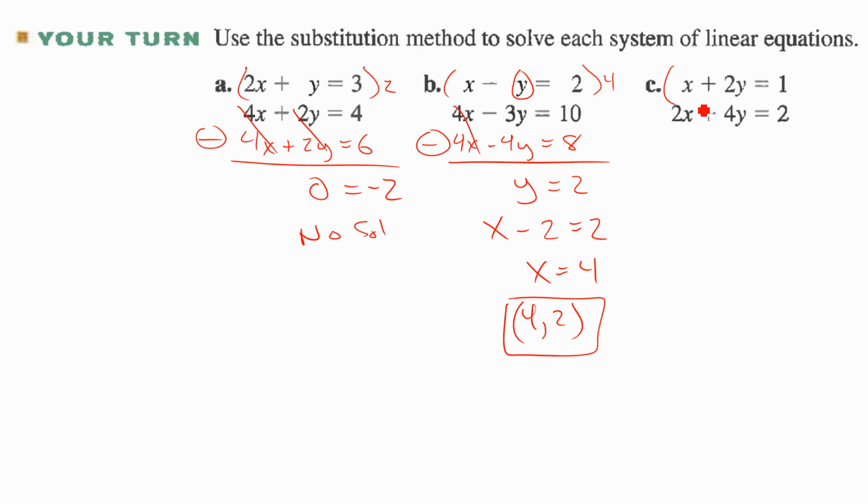And lastly, let's go ahead and multiply the top equation by 2. So we'd have 2x plus 4y equals 2. These are exactly the same. So if we subtract down, we'll get 0 equals 0. That's infinitely many solutions.